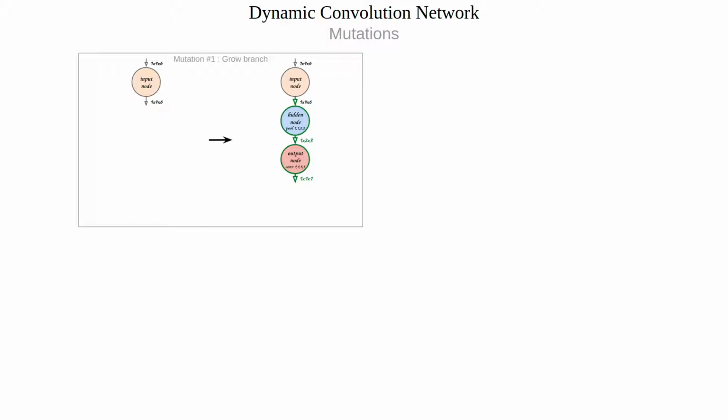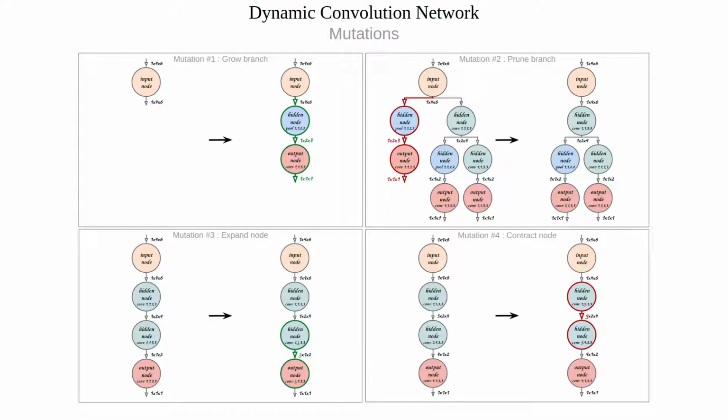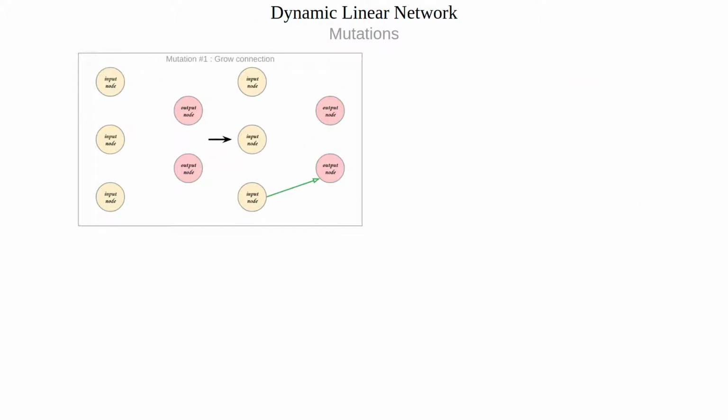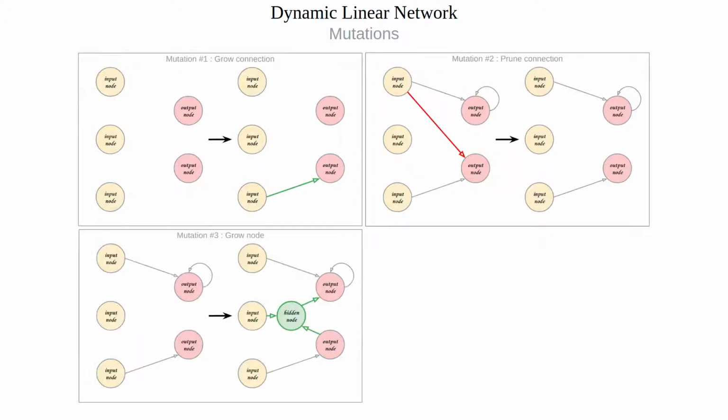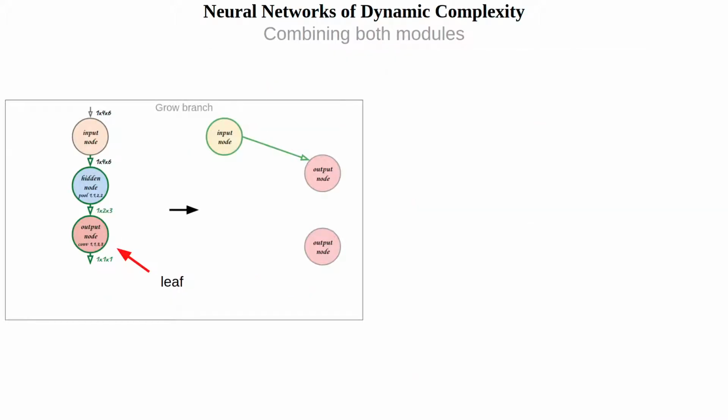It can grow branches of nodes, prune these branches, make the branches thicker, but also contract them. The other module, very similar to NEAT, can grow connections between nodes, prune these connections, grow some new neurons, but also delete them. And these two modules can easily be combined.